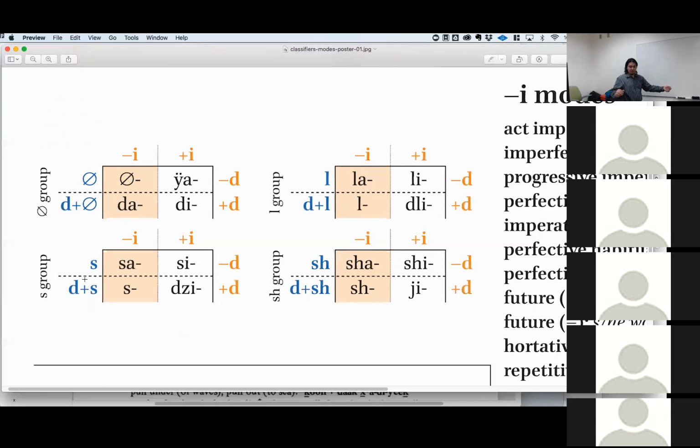Let's make an S group. Right? And then once you make an S group, then you make an L group. Then you make an SH group if you need to. So that's just plus D and minus D.